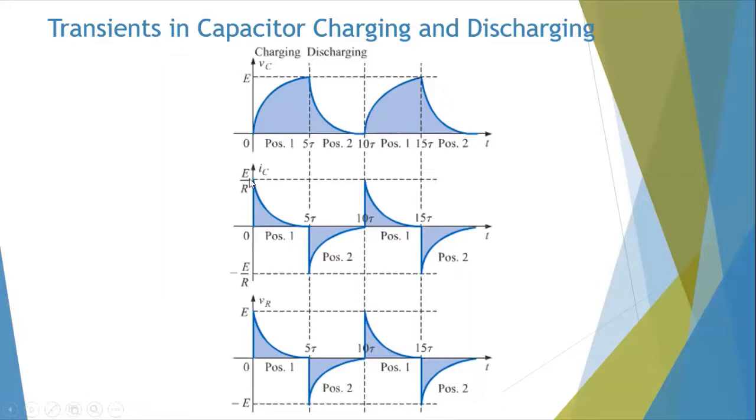Whereas this one, you can see is the charging current, so it is E over R multiplied by e power minus t over tau. And this one is a discharging current, so the initial value is minus E over R, and again this is a decaying function, so E over R multiplied by e power minus t over tau. So similarly, we've written expressions for this.